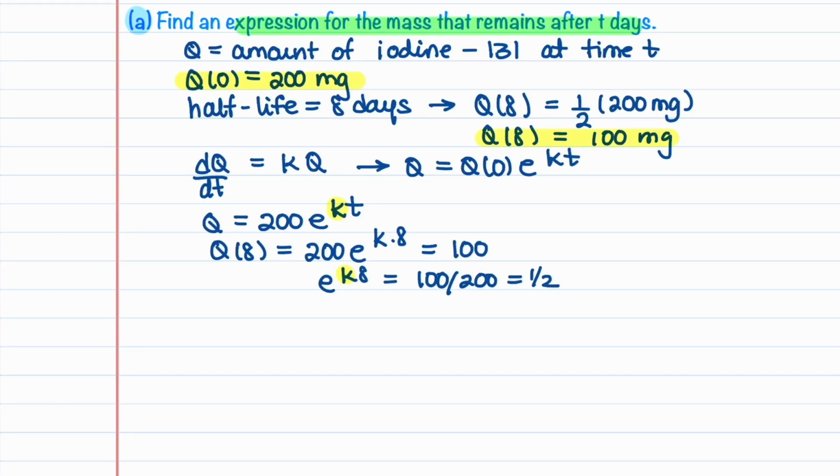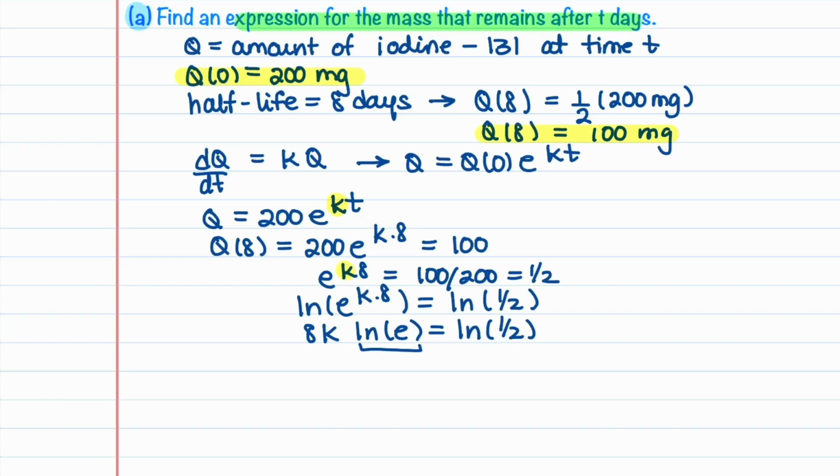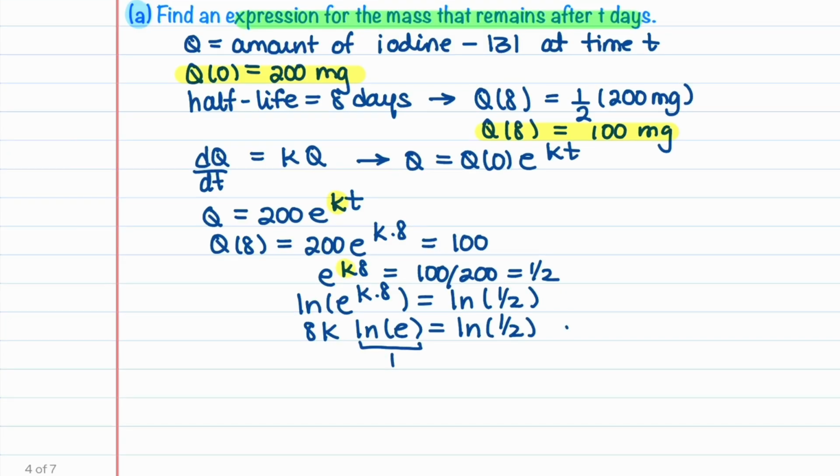We are solving for k, and to do that, we are going to have to take the natural log of both sides. That'll just get k out of the exponent. So we have ln of e to the k times 8 is the natural log of 1/2. We can pull the 8k out in front. So we have 8k ln of e is ln 1/2. Natural log of e is just 1. So this gives us that k is equal to the natural log of 1/2, all divided by 8.